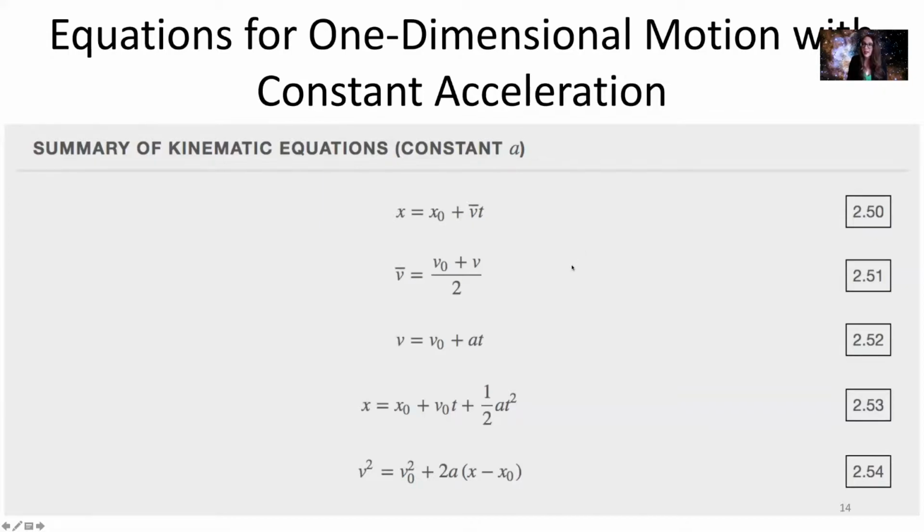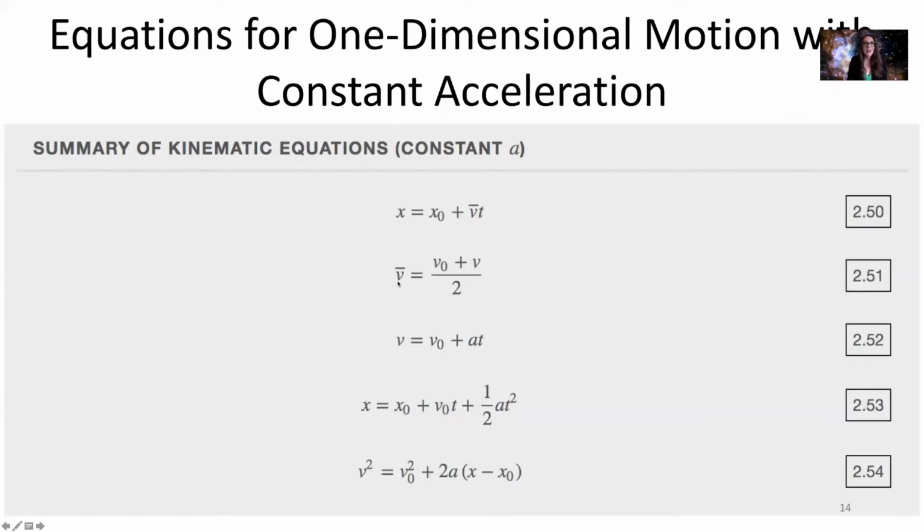These are in your textbook, equations 2.50 all the way to 2.54. So we use these for, yes, constant acceleration. So here, for example, this first equation, here we have our x position. This is our final x position, if there's no subscript on it, equals our initial x position plus our average velocity times the time over which we took our travel.